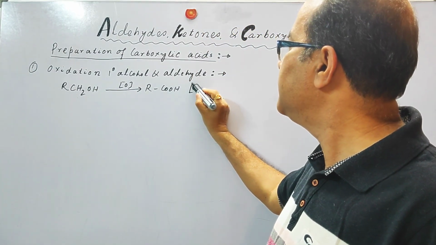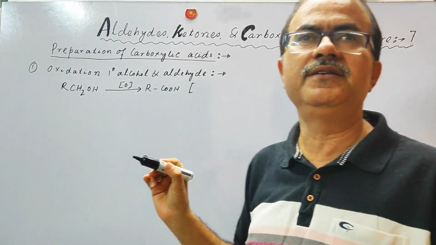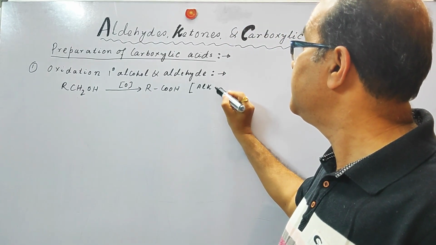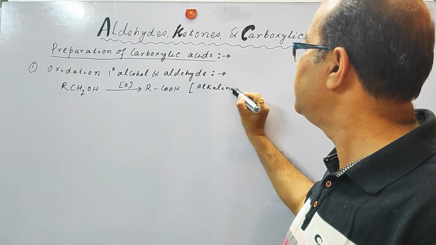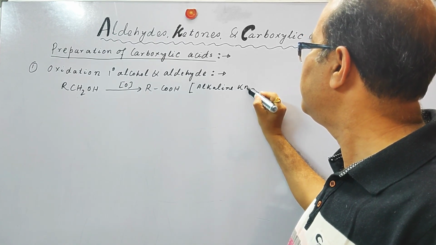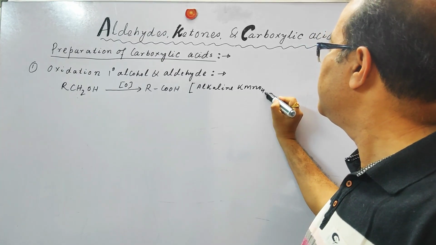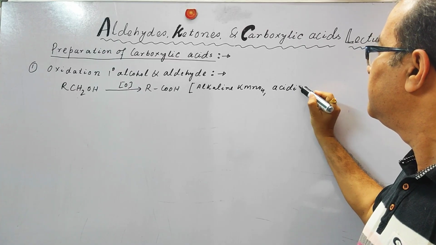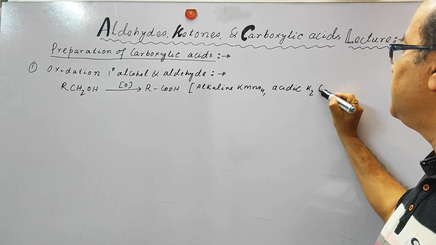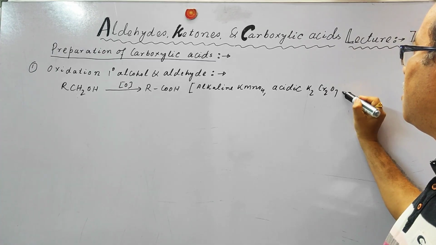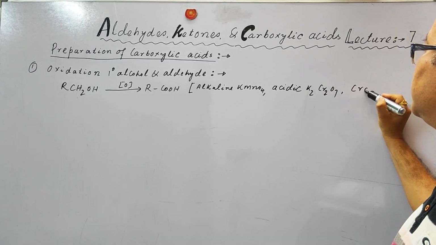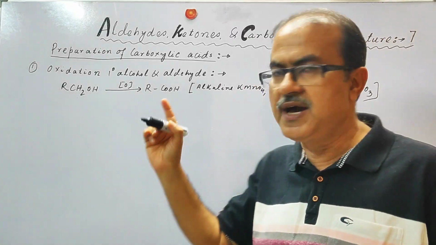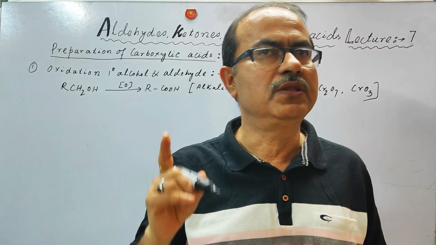Here the oxidizing agent which is used, we know, we can use different oxidizing agents, that is alkaline KMnO4. You can use acidic potassium dichromate, K2Cr2O7, or chromium CrO3, chromium trioxide. All of that you can use to oxidize this alcohol into the carboxylic acid.